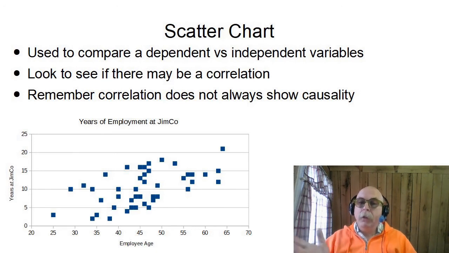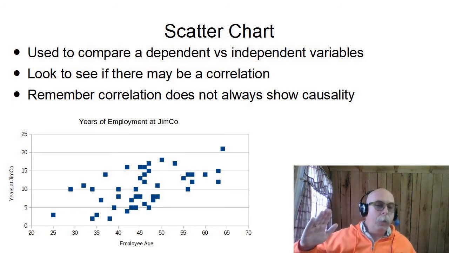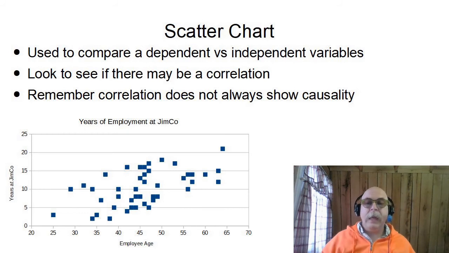But look here at this chart for my employees at Jimco Inc., or my theoretical company. And I have the employee age along the bottom, the dependent variable, and the independent variable of years at Jimco Inc. So I can see that, yeah, there does appear to be kind of a line going up this way through the data. But it's not very closely grouped. I bet the standard deviation would be pretty large between them.